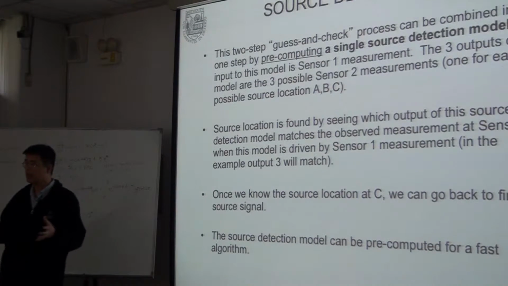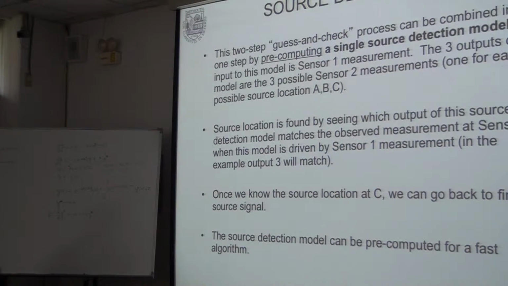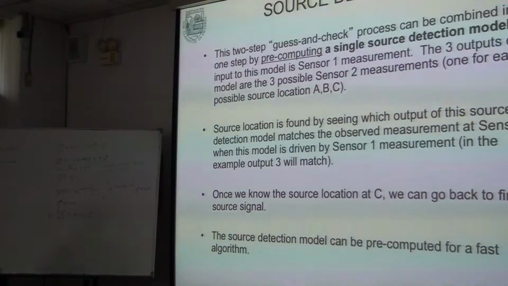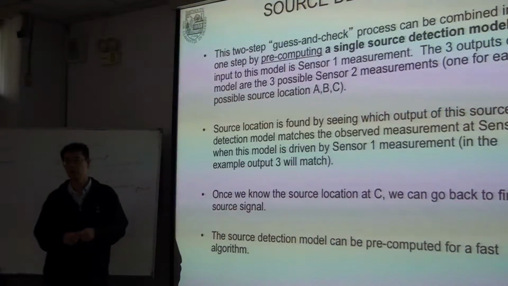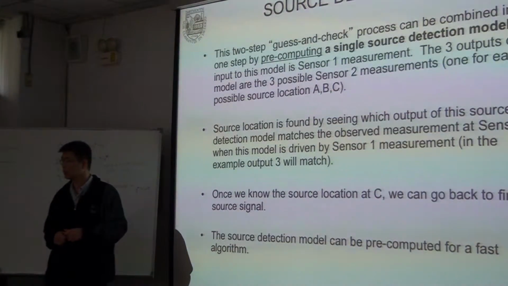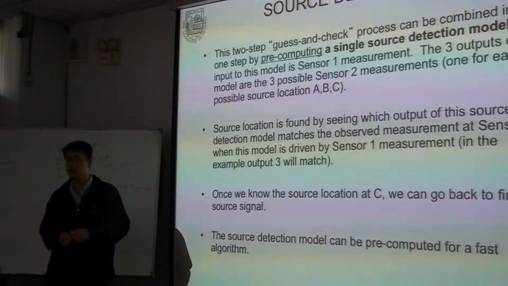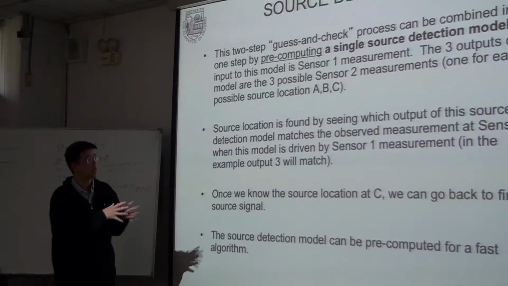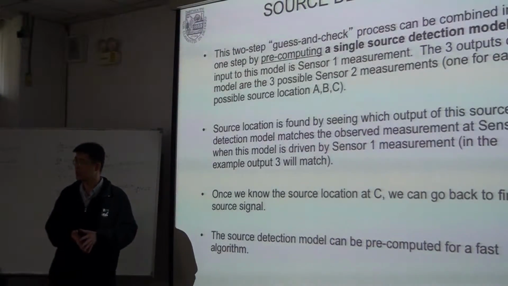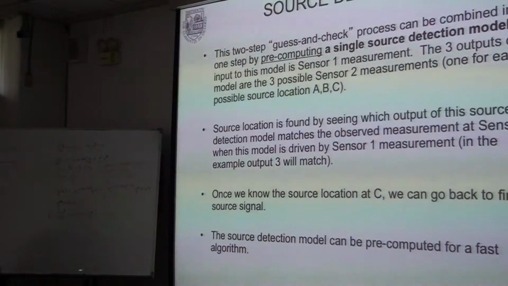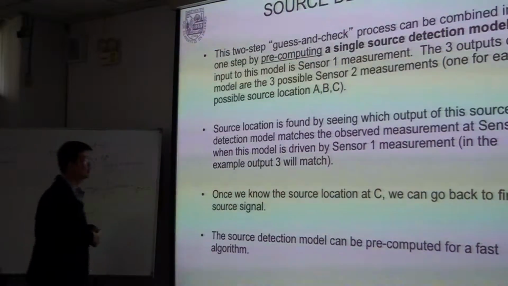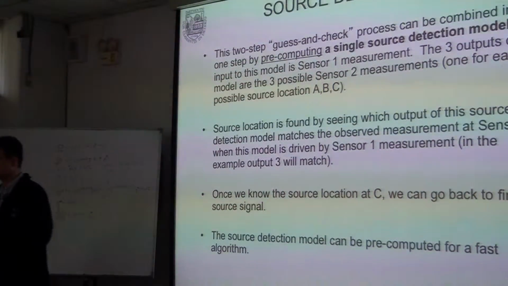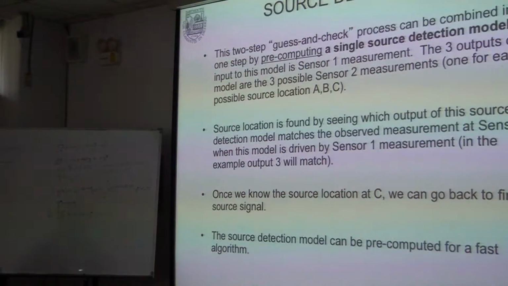But in fact, mathematically, we can combine the two steps into one step and have a single model for the purpose of source location determination. So the two-step process I explained to you just before was just to show the idea. Mathematically, they can be combined into one step. So the end result is a very fast algorithm for source localization and source signal recovery.